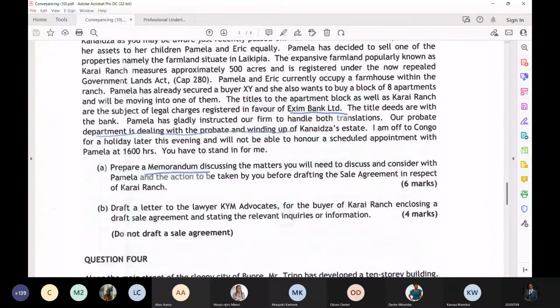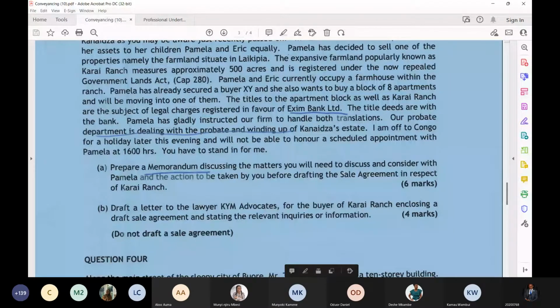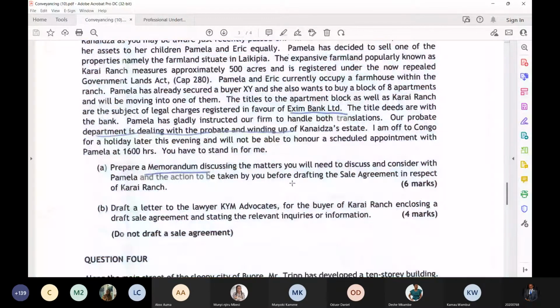A. Prepare a memorandum discussing the matters you will need to discuss and consider with Pamela and the action to be taken by you before drafting the sale agreement in respect of Karai Ranch. B. Draft a letter to the lawyer, KYM Advocates, for the buyer of Karai Ranch, enclosing a draft sale agreement and stating the relevant inquiries or information. Do not draft a sale agreement.